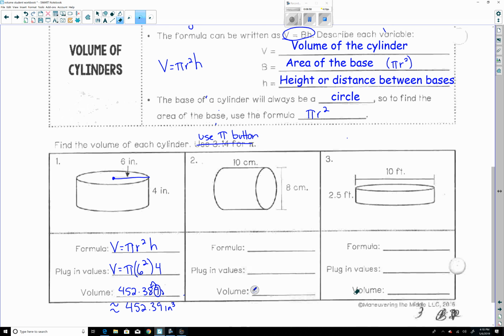So number 2, the volume, the formula. We're going to use the same formula. Volume equals pi r squared times the height. Now they're not giving us a radius here. They're giving us the diameter. So the radius is going to be half the diameter, which is going to be 4 centimeters. So what I'd like you to do right now is pause the video, plug in the values in the right place, use your calculator, and figure out the volume to the nearest hundredth.